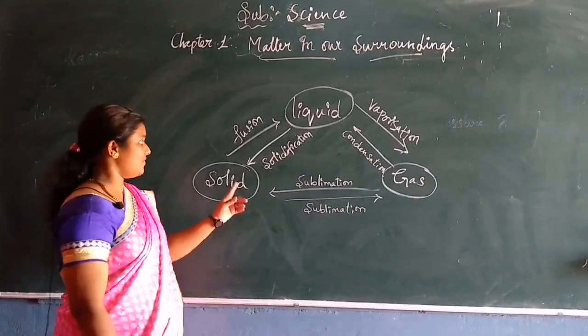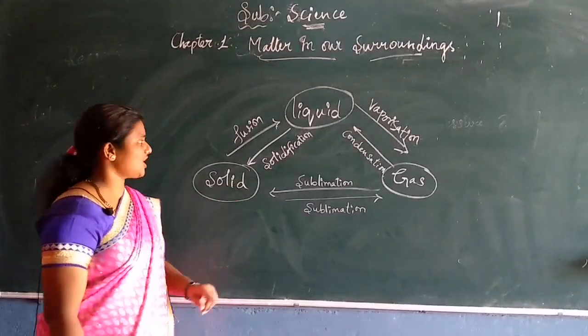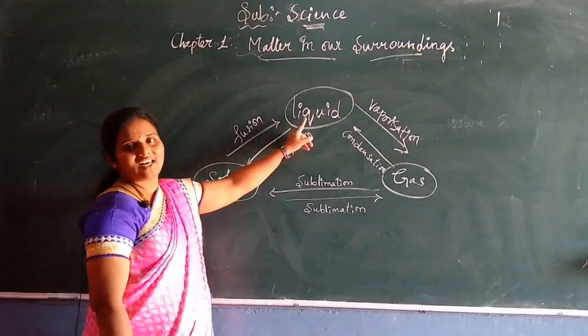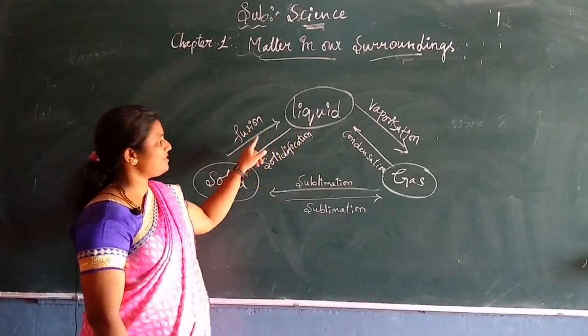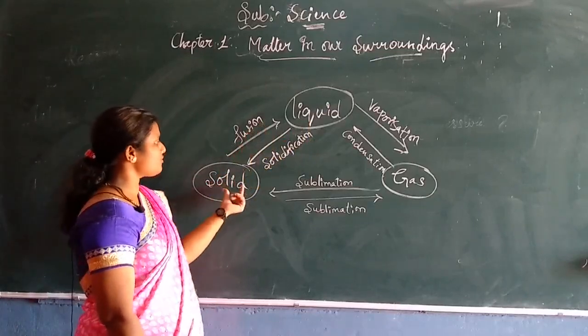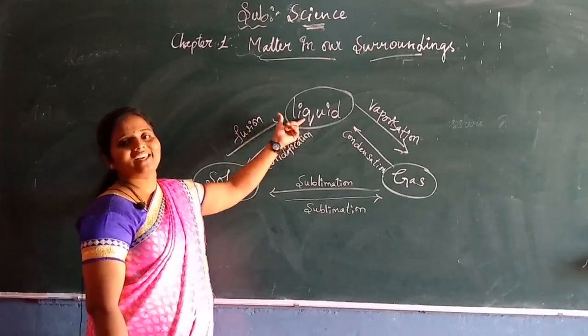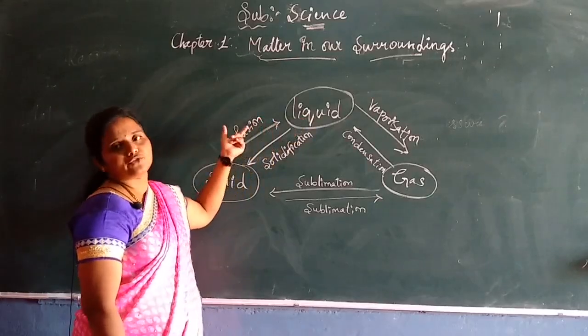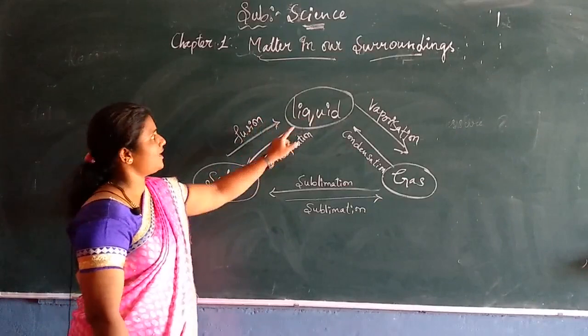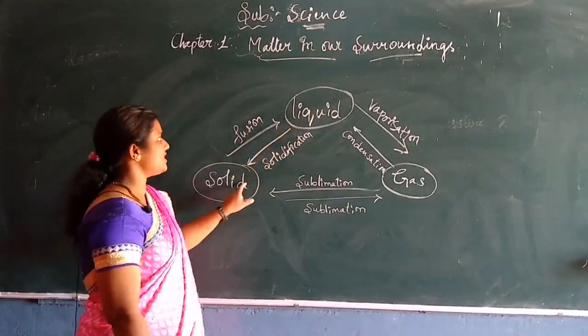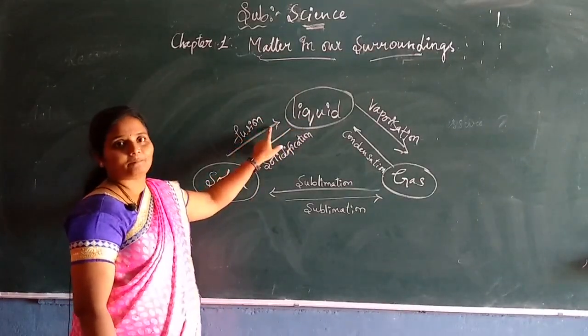So dear children, there are a few substances which convert from solid to liquid, and that process is called fusion. The process of converting a solid into liquid is called fusion. See here, the state has changed. The solid state is converted into liquid, and the process name is fusion.